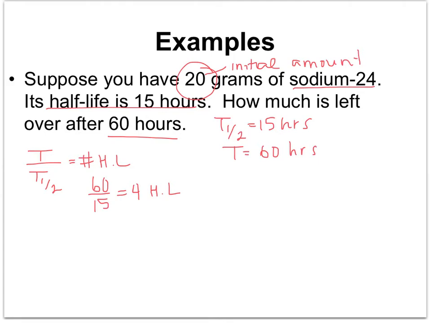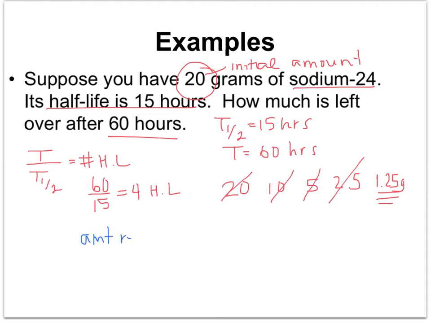4 times, excuse me. So 20 turns into 10, which turns into 5, 2.5 cuts in half, and you are left with 1.25 remaining. If you just want to plug it into the algebraic equation, amount remaining is equal to the initial amount, which is 20 grams, times 0.5 raised to the power of 4. You'll end up getting the same answer, 1.25 grams remaining.